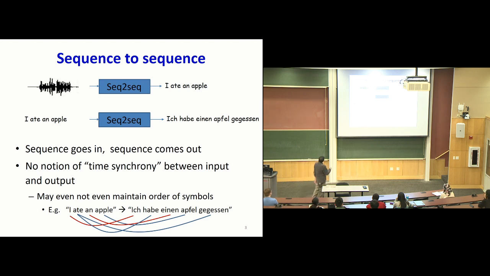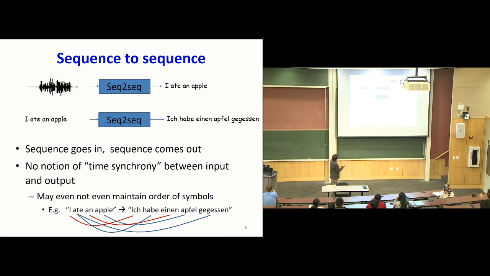You can have other problems like machine translation. So I ate an apple, ich habe einen Apfel gegessen. It just translates English to German. If you look at the correspondence there, again, the 2 are not the same length, but I becomes ich, ate actually becomes 2 words, habe gegessen, and they split across the sentence. And apple, again, these things cross over, right?